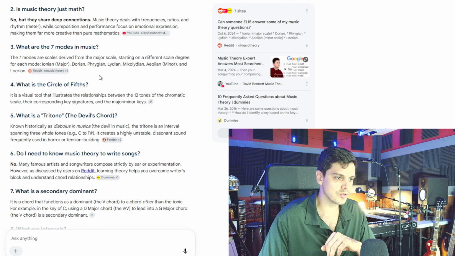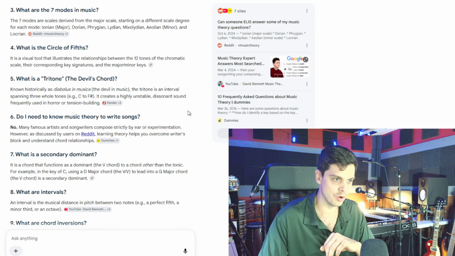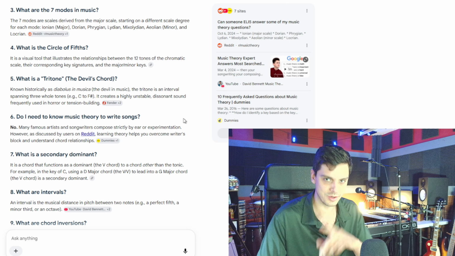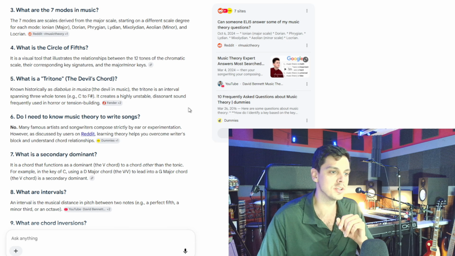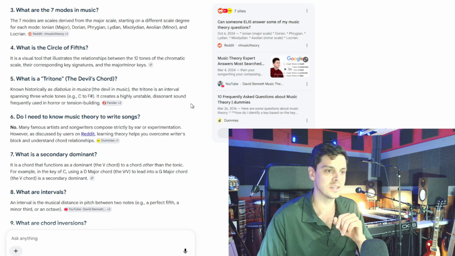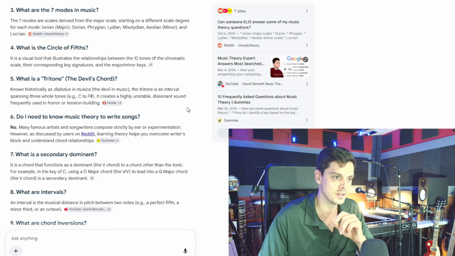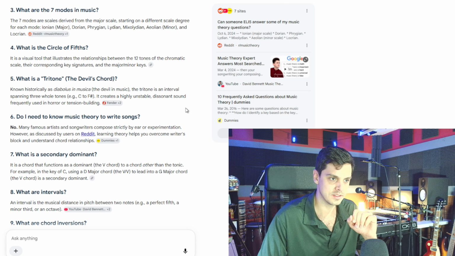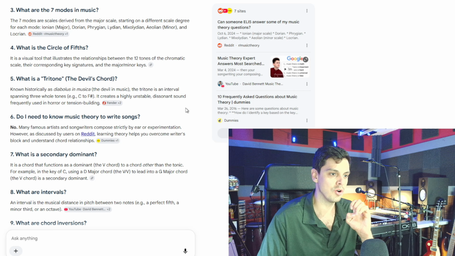What is a tritone? The devil's chord. Yikes. Okay, well, we're going to get back to that in a second. Known historically as Diabolus in Musica, the devil in music. The tritone is an interval spanning three whole tones. Example would be C to F sharp. It creates a highly unstable dissonant sound frequently used in horror or attention building.